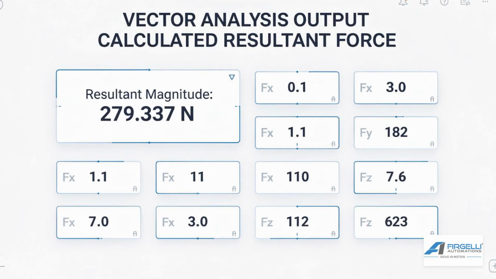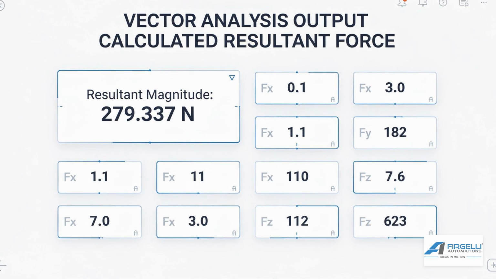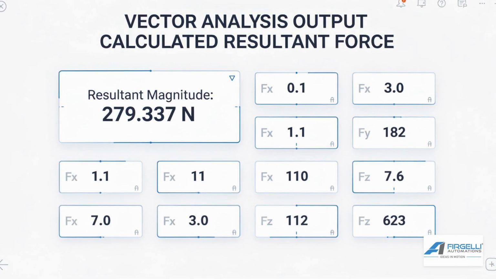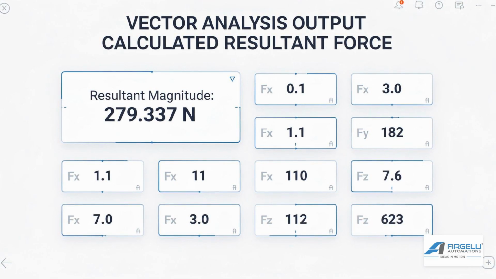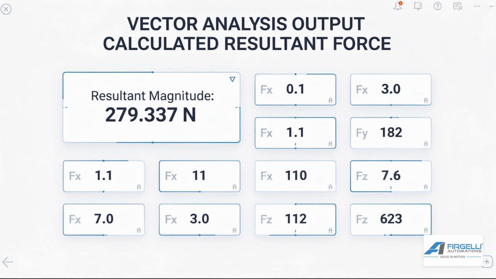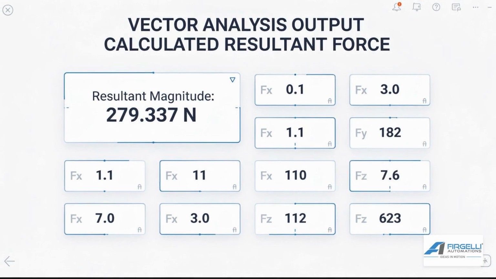The calculator returns 4 key outputs. Resultant magnitude shows 279.337 newtons. This is the total force strength. Direction angle reads 88.76 degrees. That's the resultant's direction from the positive x-axis.